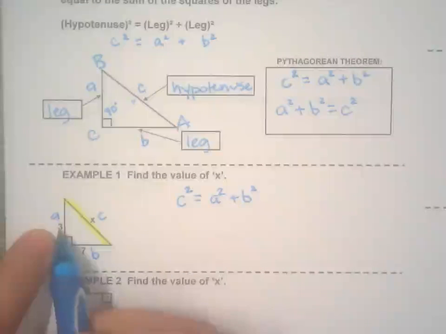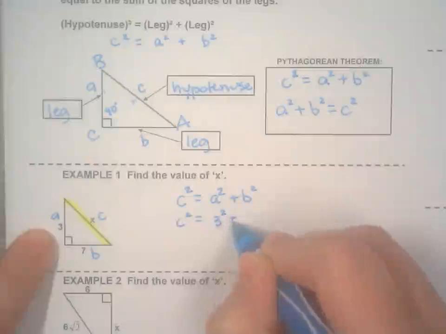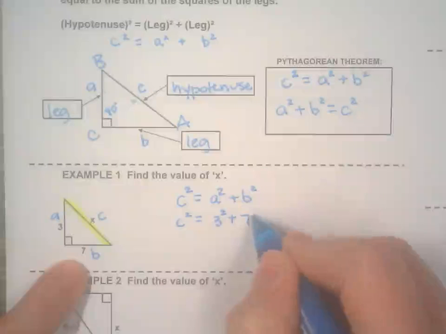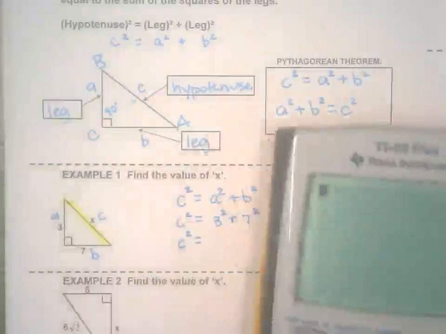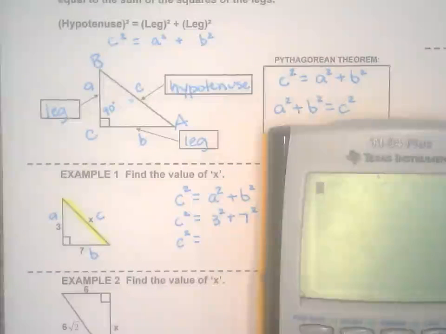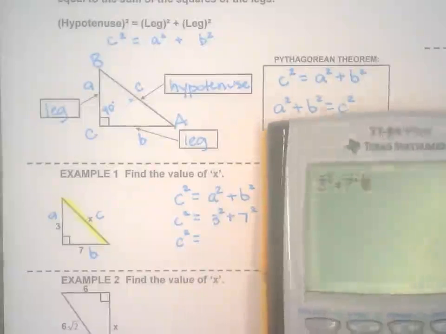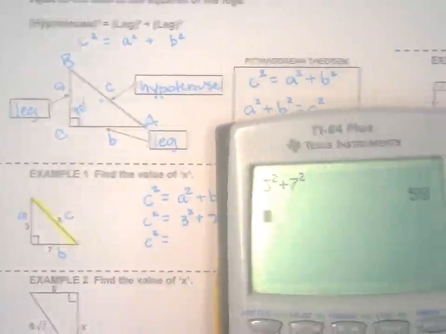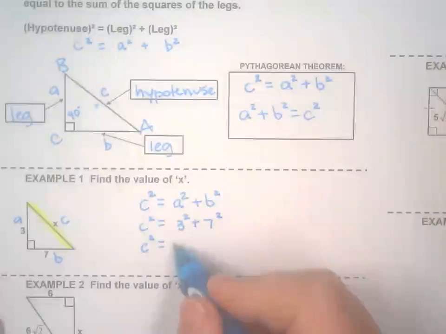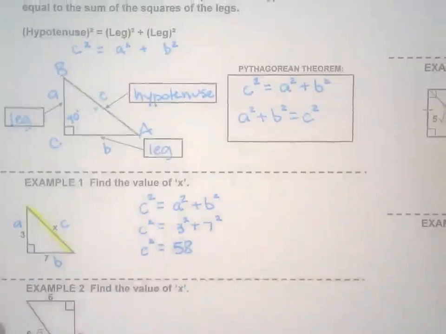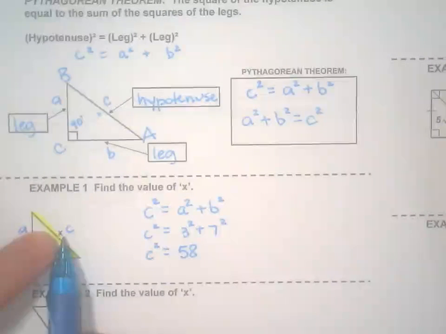I know a right there is 3, and I know b right there is 7. We're going to put this in our handy dandy calculator. And that gives me 58. So c squared is 58. That's not what it's asking. It's asking for the length of c, or the length of x.